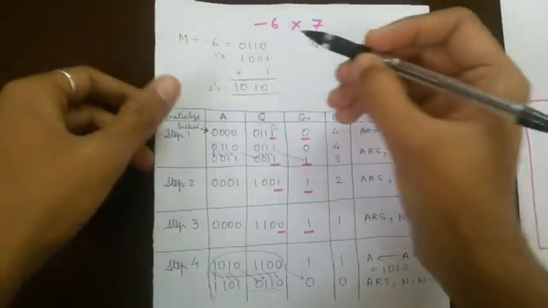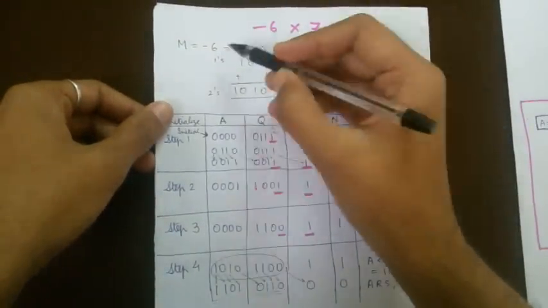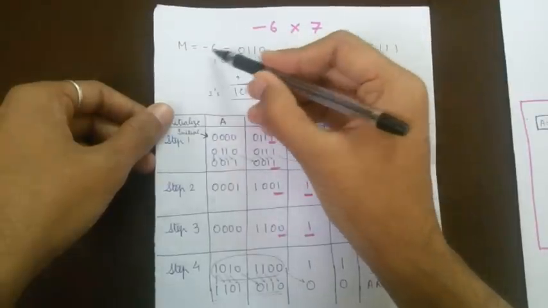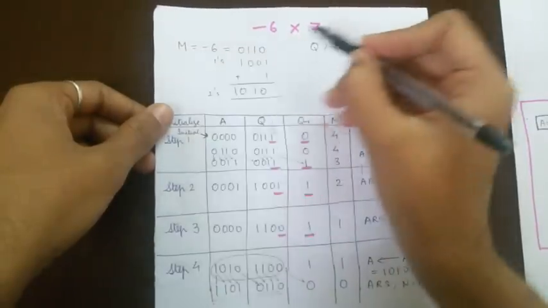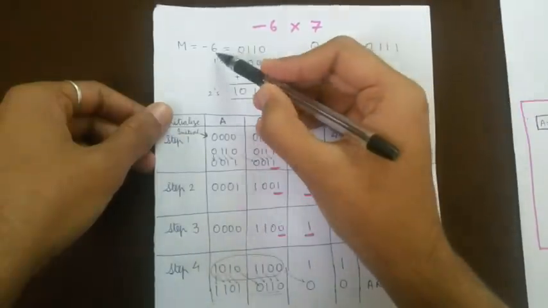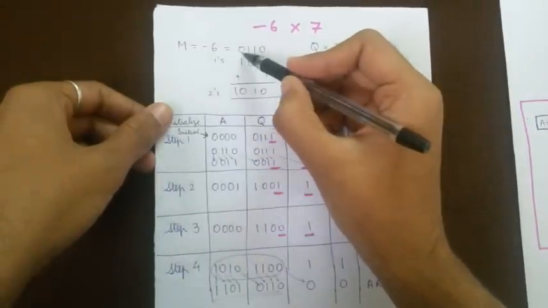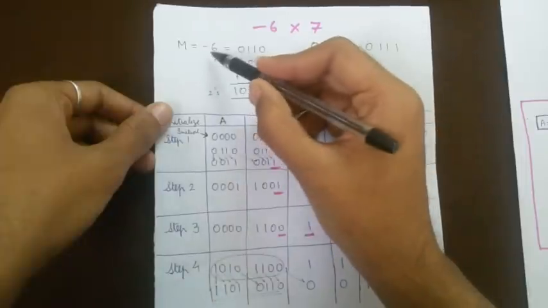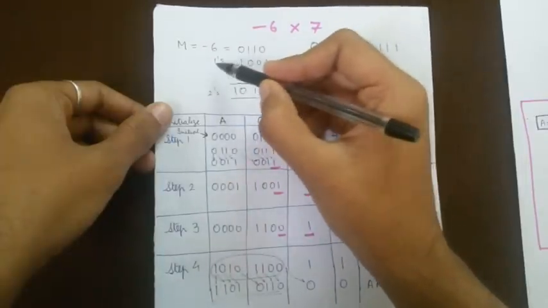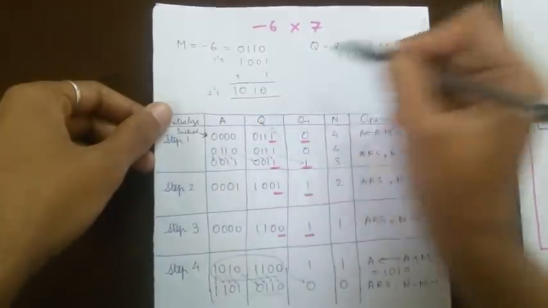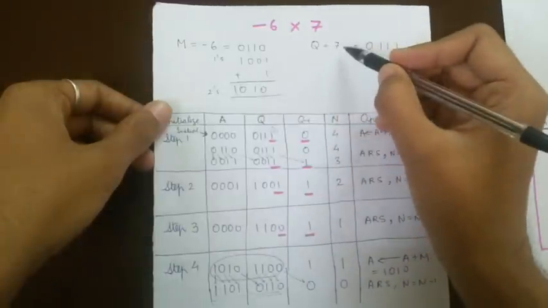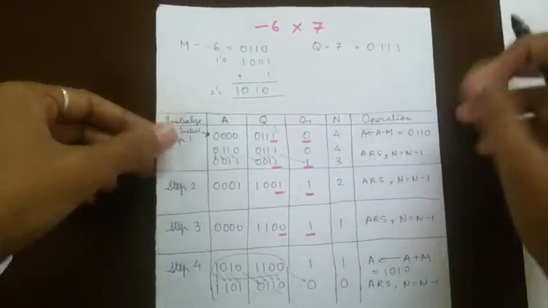Here let's take an example of multiplying minus 6 and 7. Here minus 6 is the multiplicand and 7 is the multiplier. The binary equivalent of 6 is 0110, and the binary equivalent of minus 6 is calculated by taking the ones complement of 6 and adding 1 to it. And the binary equivalent of 7 is 0111.